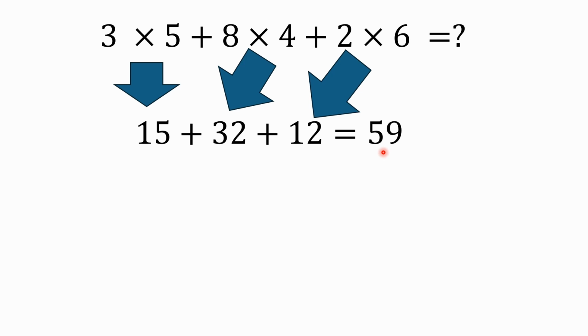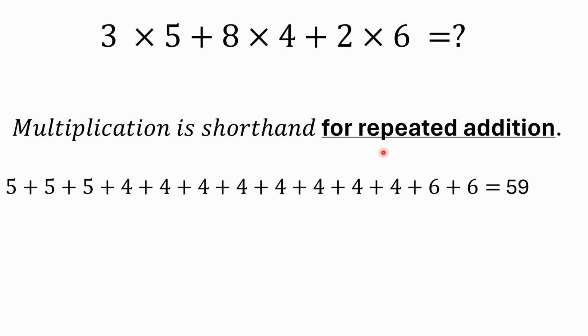So fairly easy. I know some people that have forgotten the order of operations will try to solve this left to right, and you're going to get a completely incorrect answer. Another thing to remember in the order of operations is that multiplication is nothing more than shorthand for repeated addition. You could take this problem and replace all of the multiplication with equivalent additions.